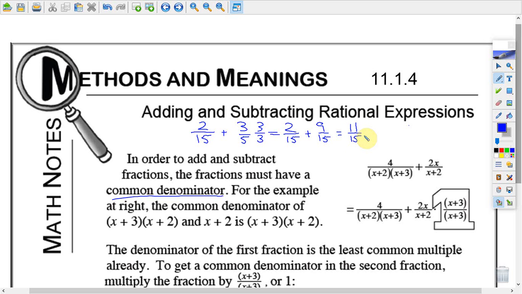So we're going to do the exact same procedure here on this first example, where we have 4 over x plus 3 plus 2x over x plus 2. In order to add these two, we need them both to have x plus 3 on the bottom, which means we're going to need to multiply the top and bottom of that fraction by x plus 3. The same way here, we multiplied the top and bottom by 3 over 3. Once we do that, we'll have a common denominator, and we can add them up.